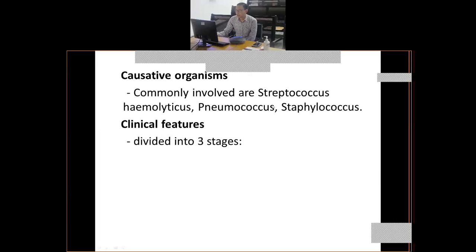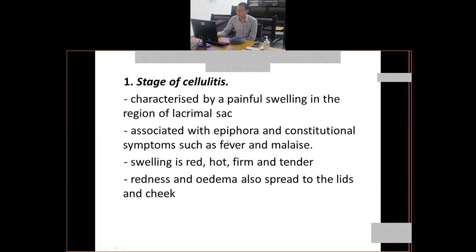Causative organisms are Streptococcus, Pneumococcus, Staphylococcus. Clinical features are divided into 3 stages. First is the stage of cellulitis. It is characterized by painful swelling in the lacrimal sac region. It is associated with epiphora and constitutional symptoms like fever and malaise. The swelling is red, hot, firm, and tender. Redness and edema also spread to the cheek and lid.